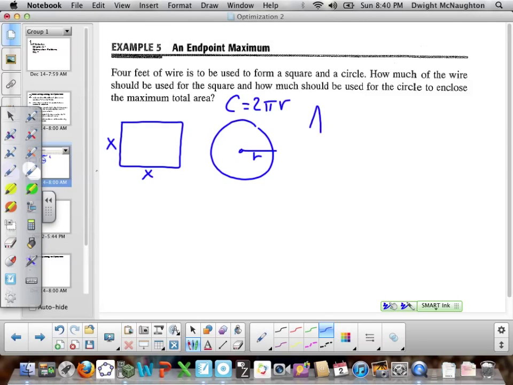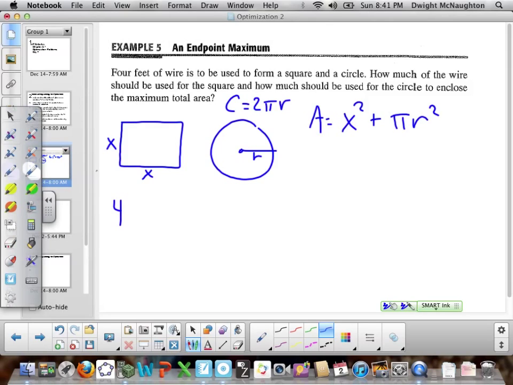Well, the area of the square is x squared, and the area of the circle is pi r squared. So that's our primary equation, and as you can see, it's got two variables, x and r. Sorry, old habit, x and y are usually the variables, but in this case it's x and r. Now, our secondary equation involves the fact that we've got 4 feet of wire to make a square and a circle, and we make the edges.